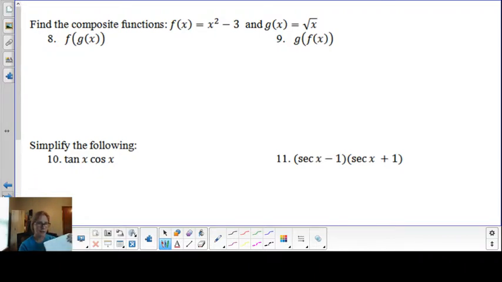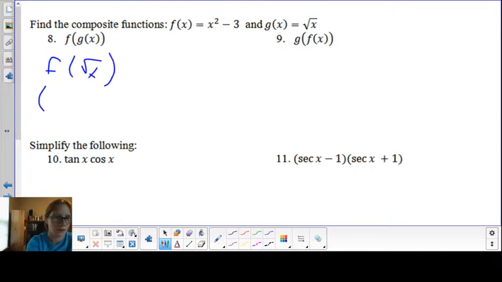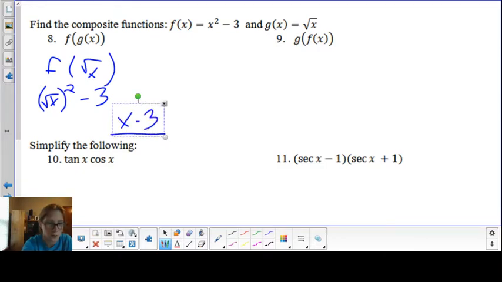All right, composite functions. So we want to put g inside of f. So I have f of the square root of x. And f is x squared minus 3, so the square root of x, squared, minus 3. Squared and square root will cancel each other out, so I'm left with x minus 3.